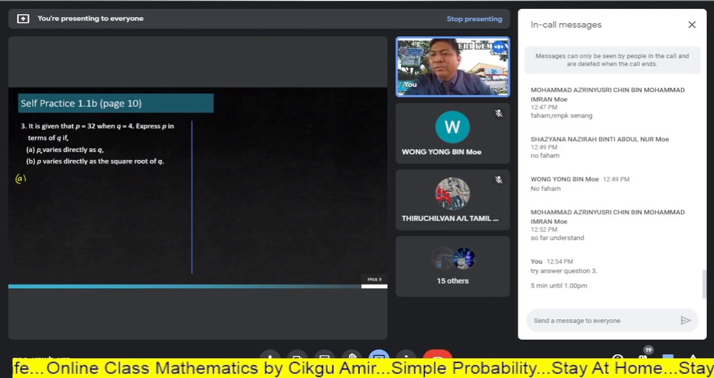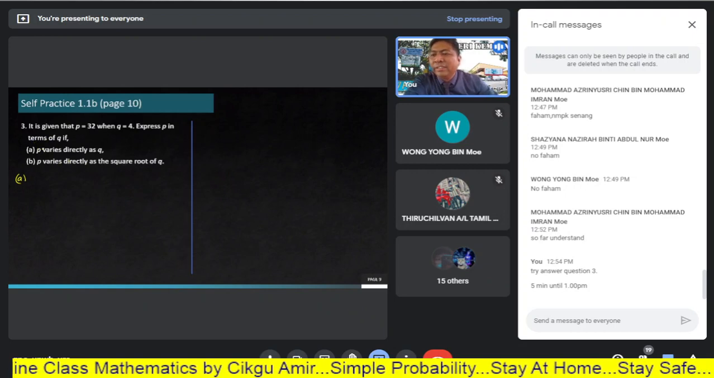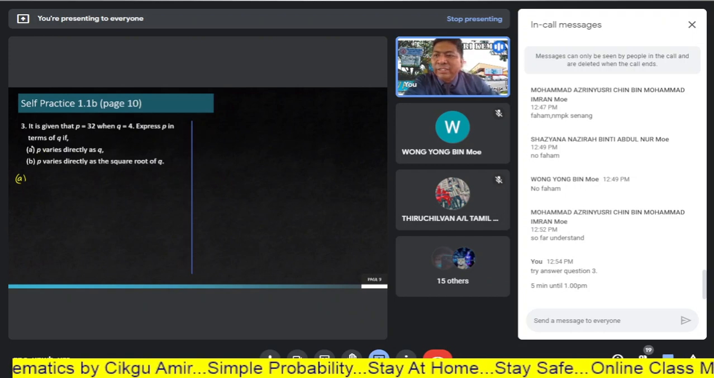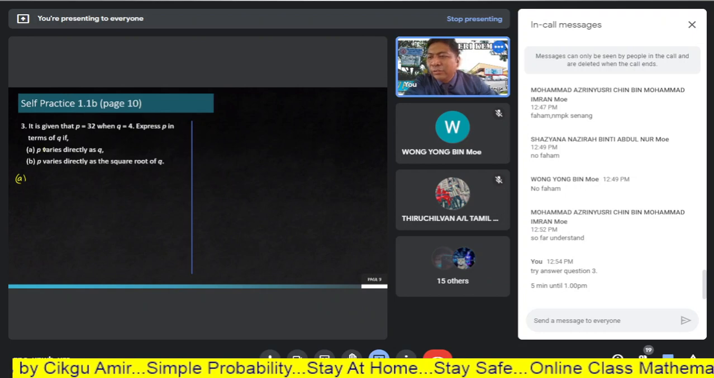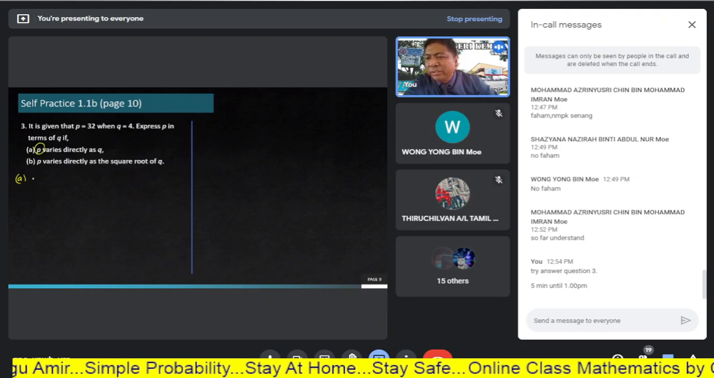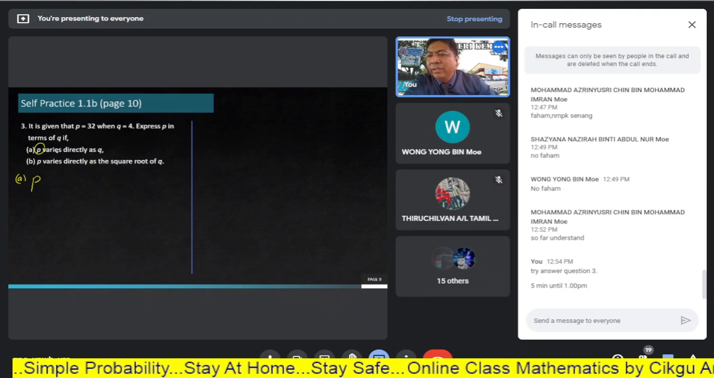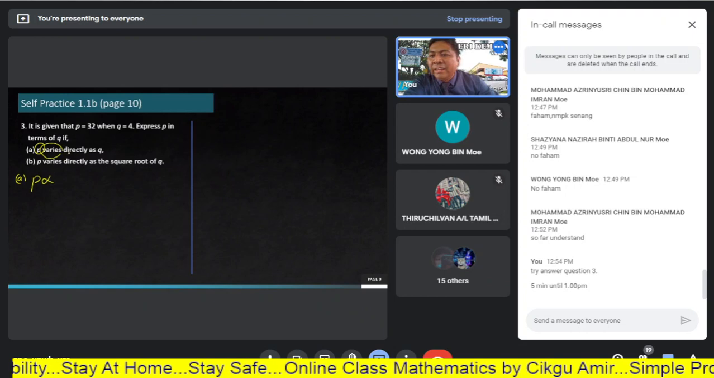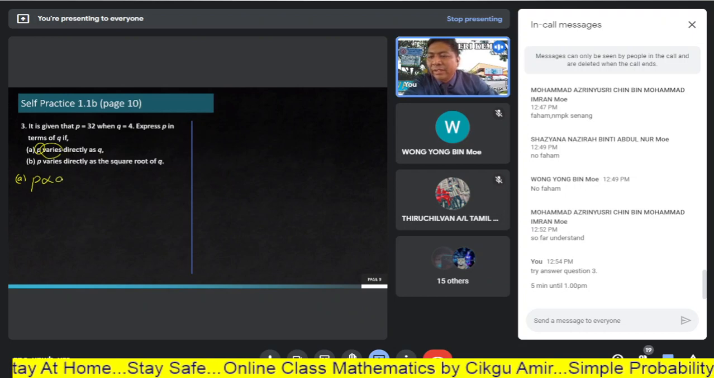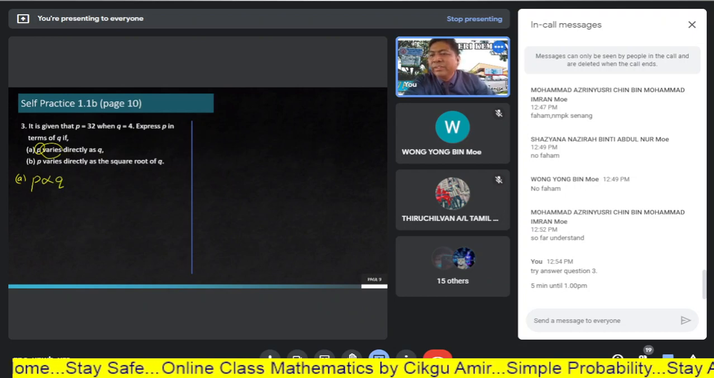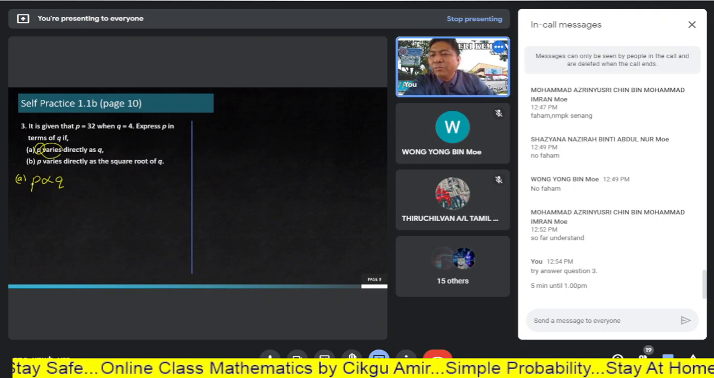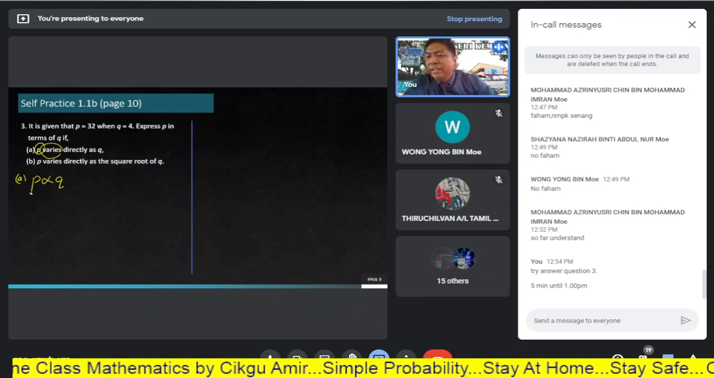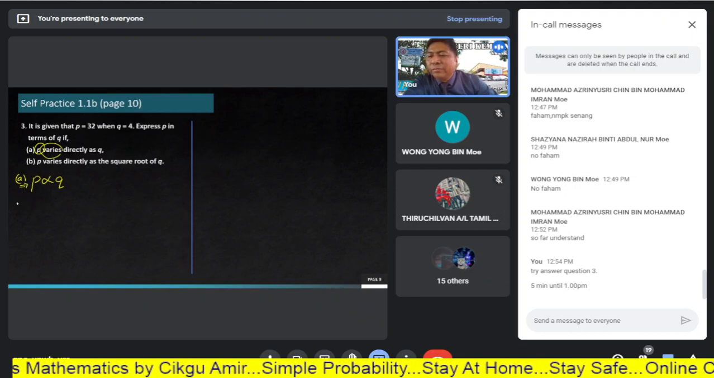Okay. So to answer this, first we do the first step. The first step is the variation relation. The question is P, right? P varies directly as Q. Put a symbol of variation. This is the first step: P varies directly as Q. Then we change from the first step to the second step.